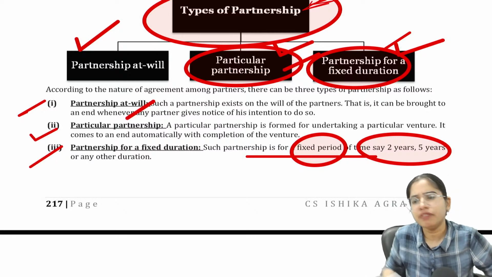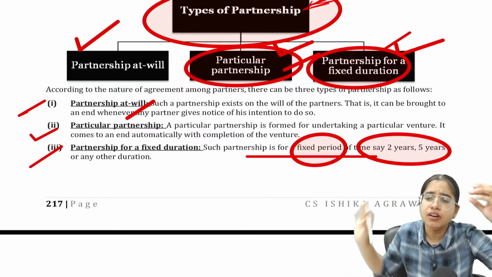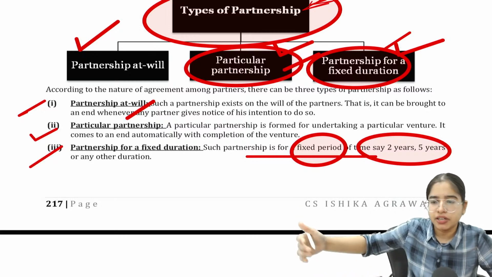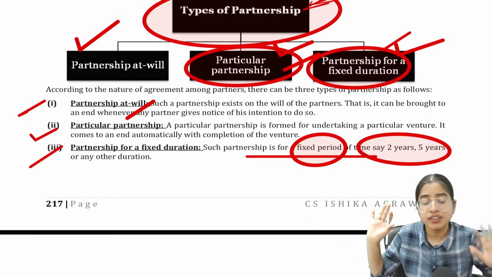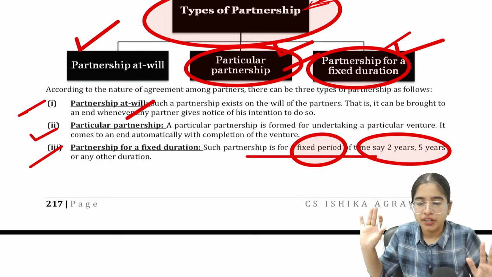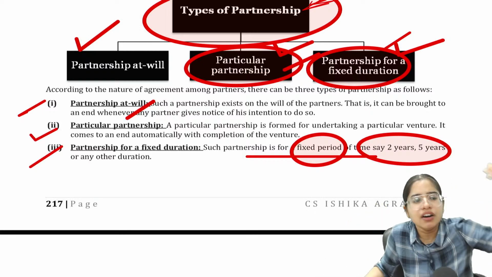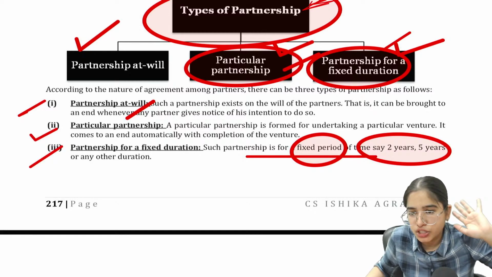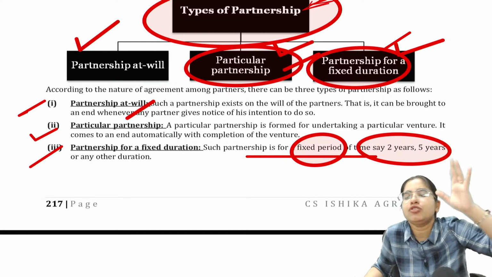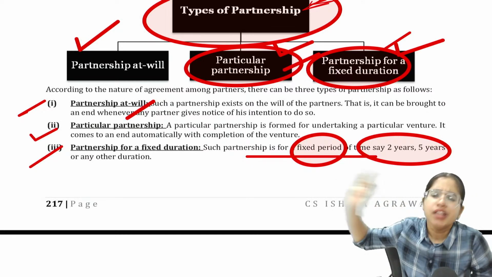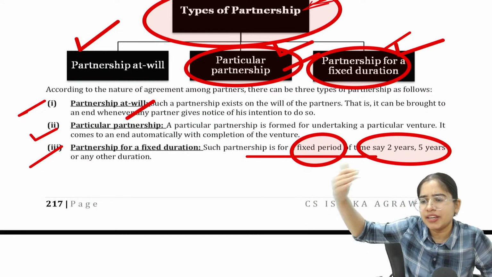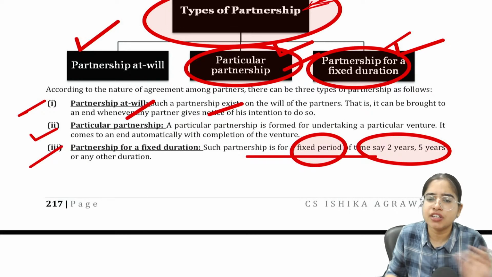Next is partnership at will, which means there is no time limit. The partnership will exist till our will, till we wish to continue it. It's like a perpetual partnership. Partnership at will means perpetual partnership. There is no fixed term. We will continue business as long as we want. There is no particular deadline or tenure. So this is known as partnership at will.